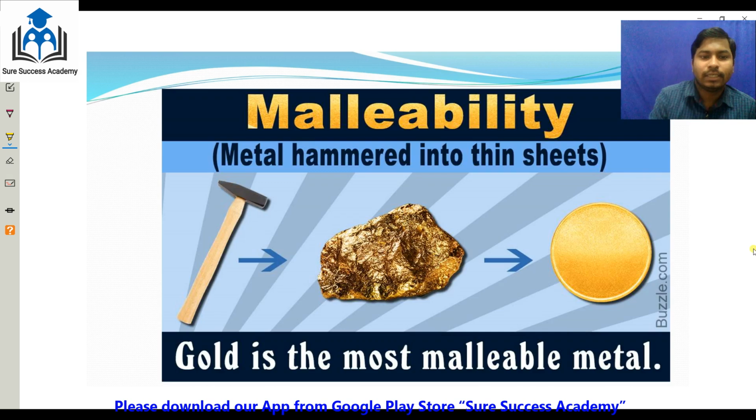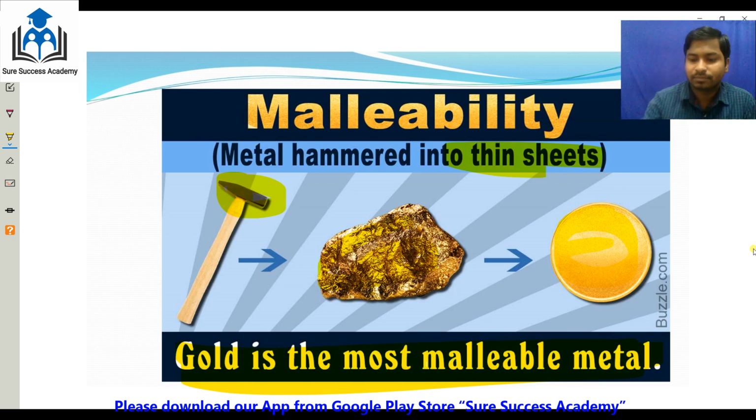A metal hammered into thin sheets shows the property called malleability. Suppose this is the metal, you apply hammering, then it becomes thin sheets. Gold is the most malleable material. Okay, remember that. That's why you make so many ornaments out of it.